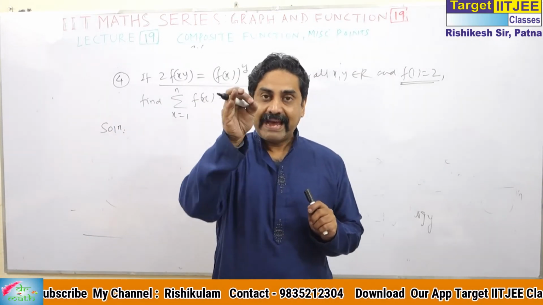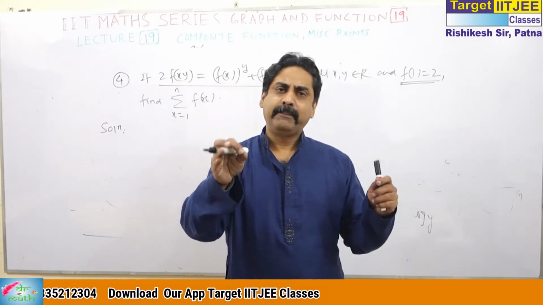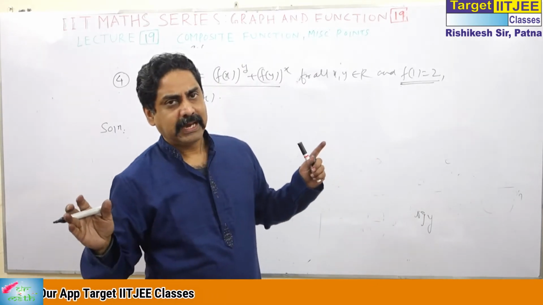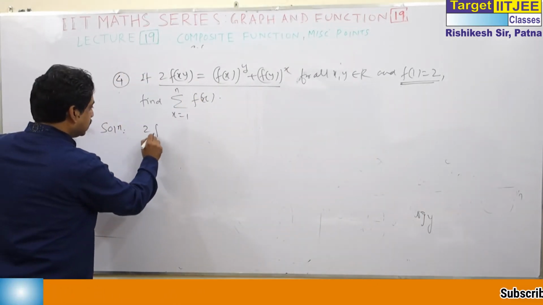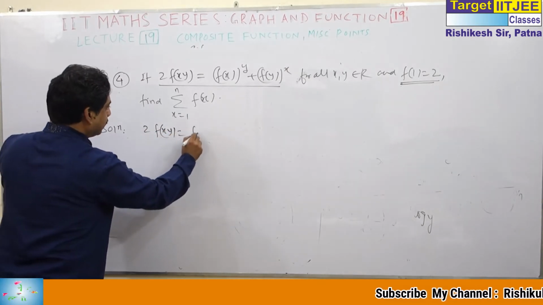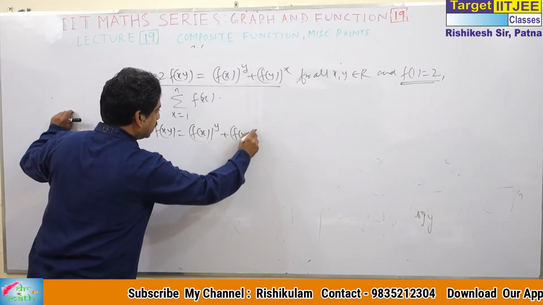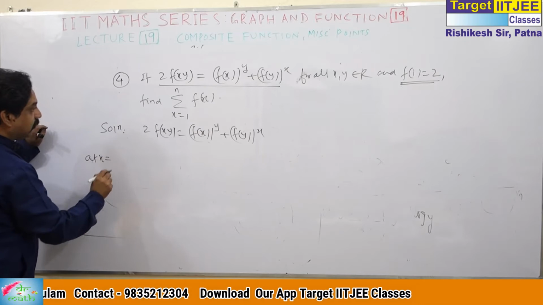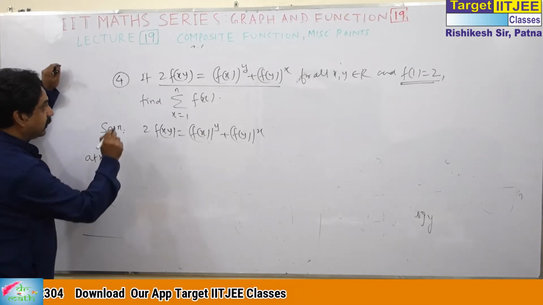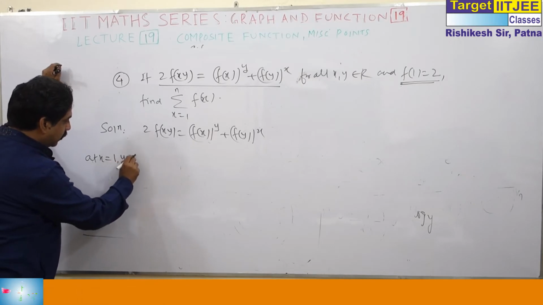We try to analyze the series by finding F1, F2, F3 and F4. Up to F3 and F4 is enough. After that you get the pattern. How? This is given. For F2, what do I put? Put x is equal to 1, y is equal to 2.